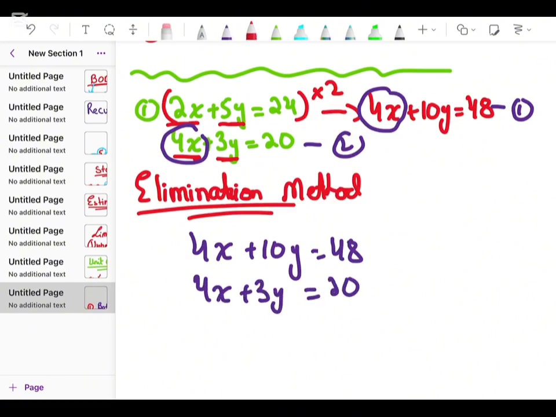So when we subtract the equation, the sign of the second equation will always change. This is positive 4x, it will become negative. This is positive 3y, this will become negative. This is positive 20, this will become negative.